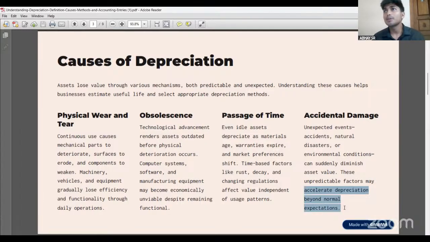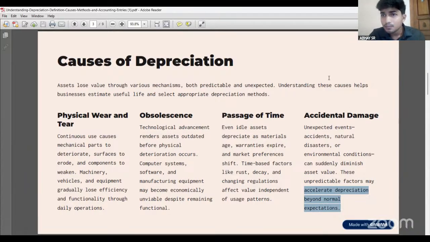Normally, I used to calculate depreciation of those machines in a particular manner, but after this, the efficiency started dropping. When the efficiency drops, I won't be able to generate the same revenue as I used to. So we have to calculate the depreciation accordingly and account for it. So these are the causes of depreciation.